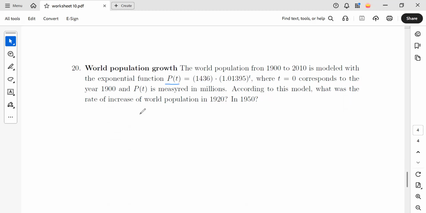So for this one, P of t is written as this expression, and in order to find the derivative, we would write it as P prime of t equals 1/436 times the function itself, power t, and ln of the base, which is ln of 1.01345.